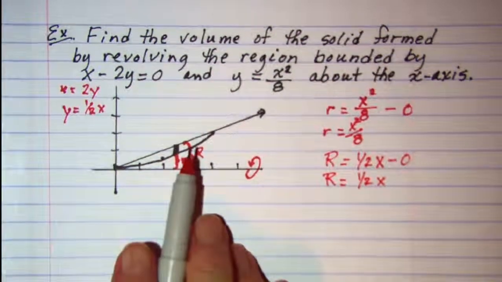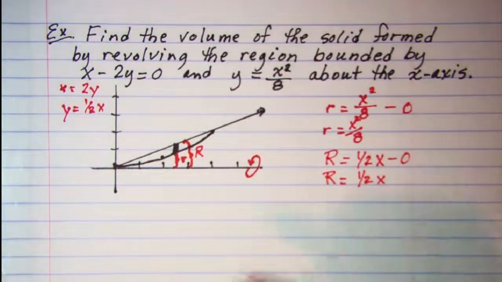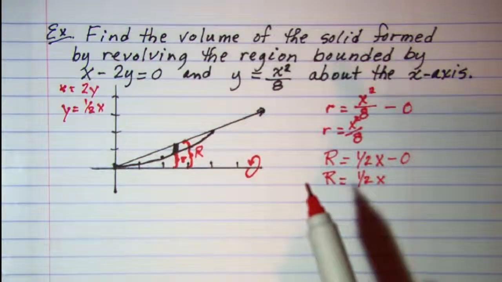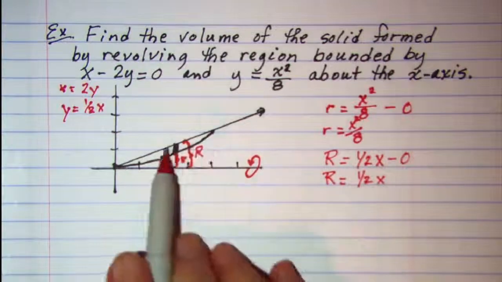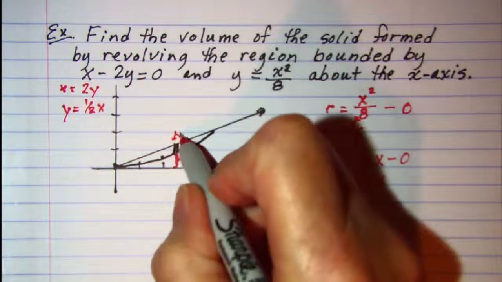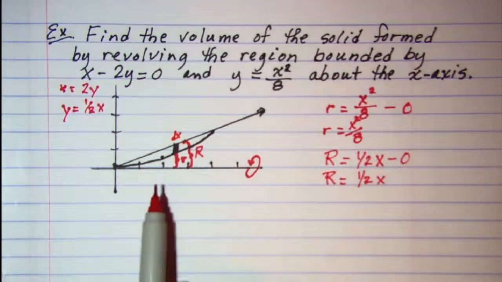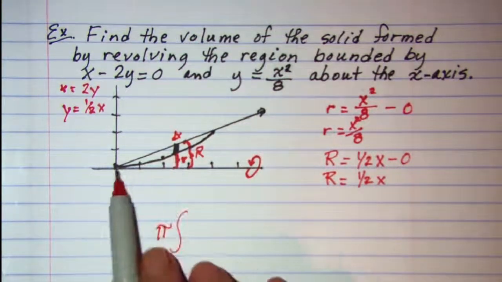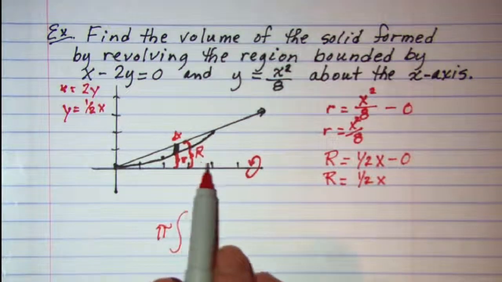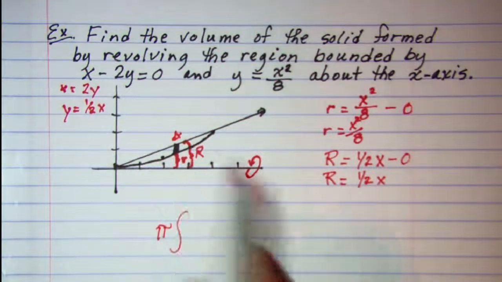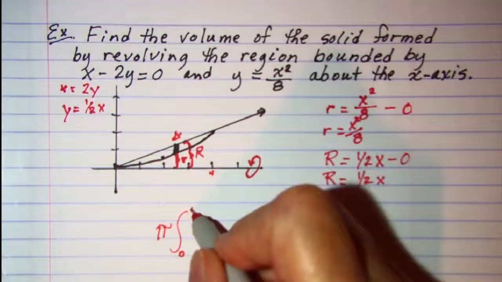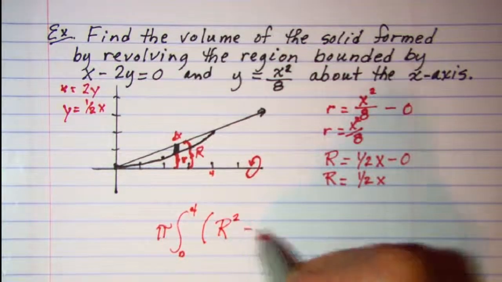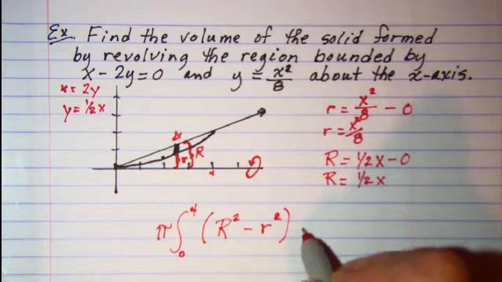Now our formula for finding the volume of this solid then is we want pi times the quantity big R squared minus little r squared times, and then dx is the thickness of our rectangle, or the height. So our rectangle is moving from 0 to 4. So we're integrating from 0 to 4. We have big R squared minus little r squared dx.